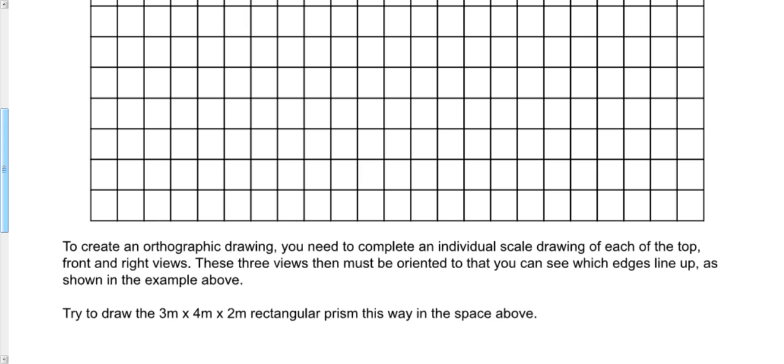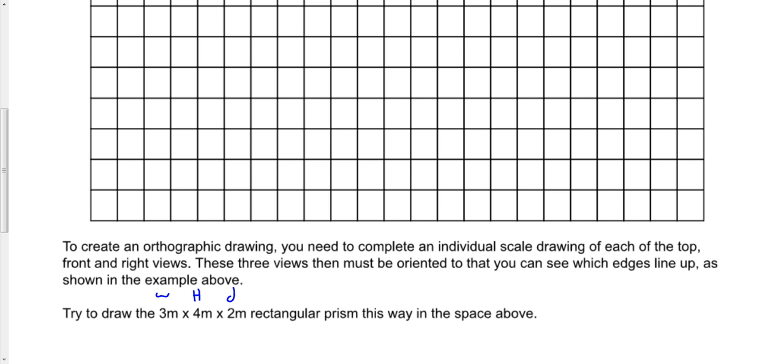In order to create an orthographic drawing, you have to complete an individual scale drawing of each of the top, the front, and the right side views. So three different drawings. Now these three drawings have to be oriented in such a way that you can see the edges all line up. I'm going to show that to you in the example above. So we're going to try and draw our 3 by 4 by 2 rectangular prism in an orthographic manner in the space above. So again, 3 meters wide, 4 meters high, and 2 meters deep on the front hand side.